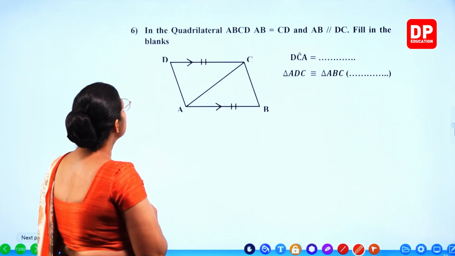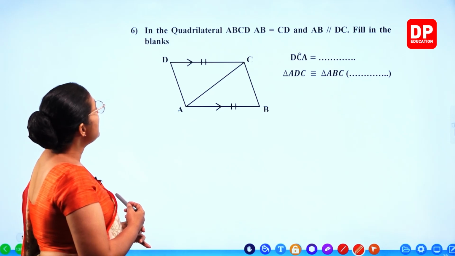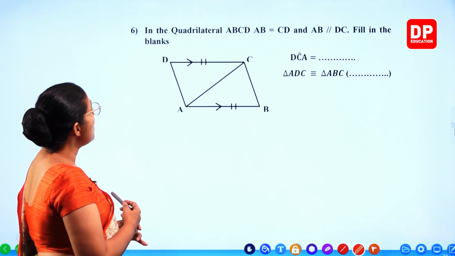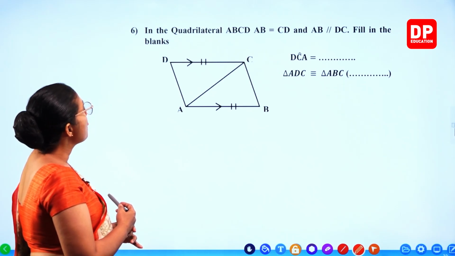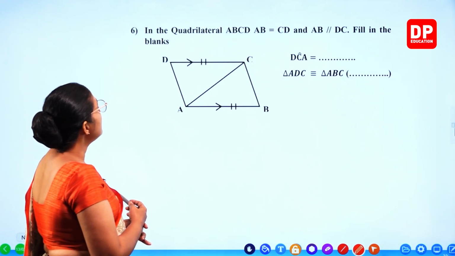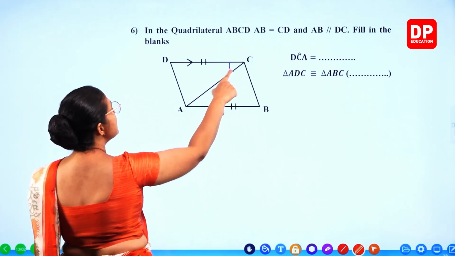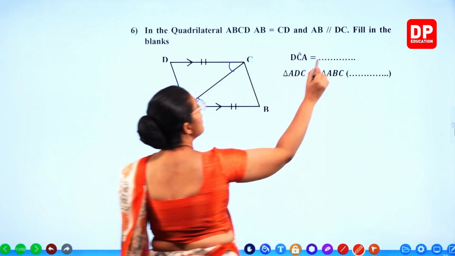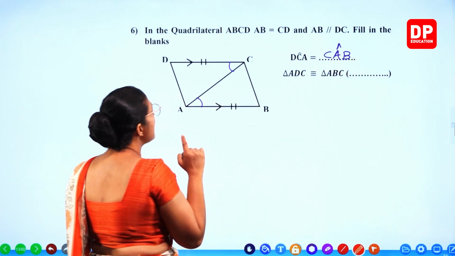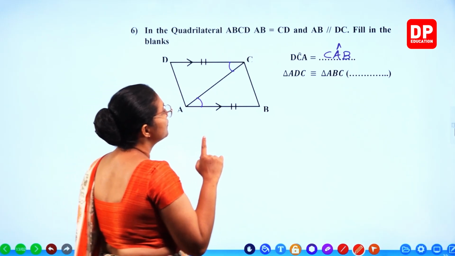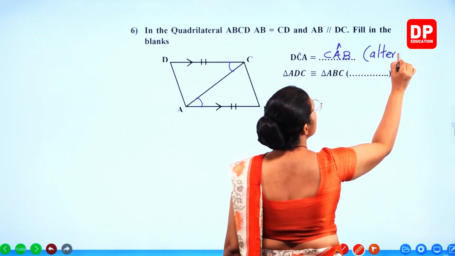Question number 6. In the quadrilateral ABCD, AB equals CD and AB is parallel to CD. Fill in the blanks. Angle DCA is equal to which one? CAB. What's the reason? Alternate angles are equal. You don't have to write down, but we'll do that. Alternate angles.